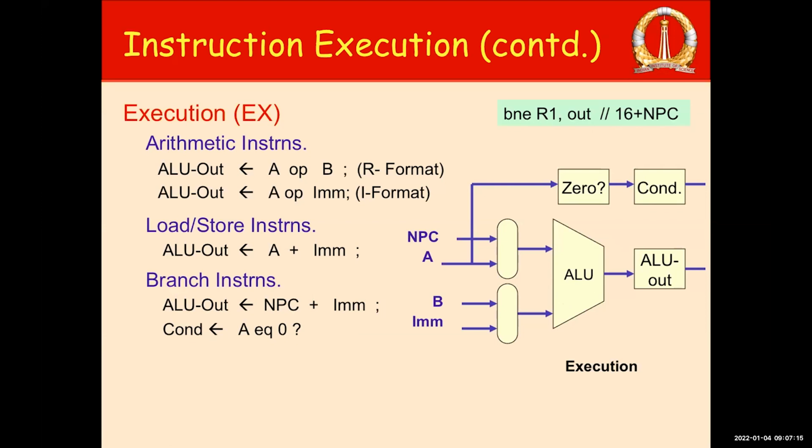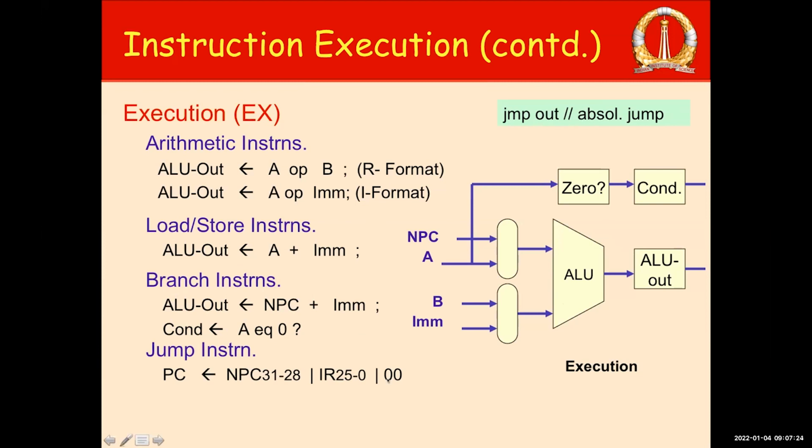Now, next, for the jump instruction. A jump instruction is an unconditional branch, and here the address of the location to which it has to jump is specified as a part of the instruction, to which some zeros are padded, and then the most significant bits from the program counter are padded, to get the absolute location to where you have to jump. That value is stored into the program counter so that the next instruction will be from that location.